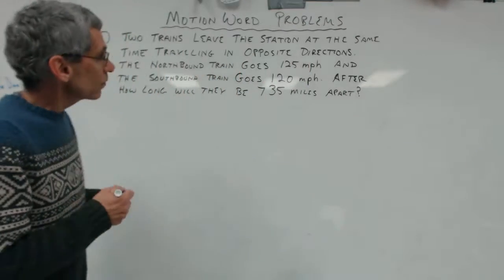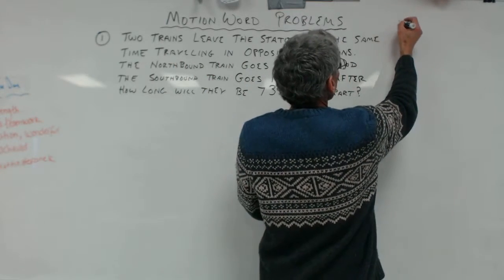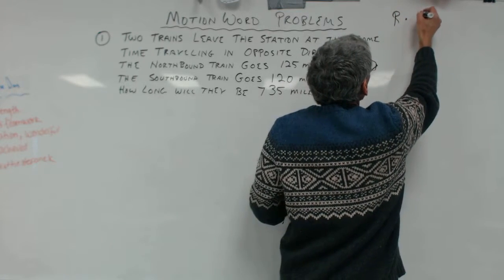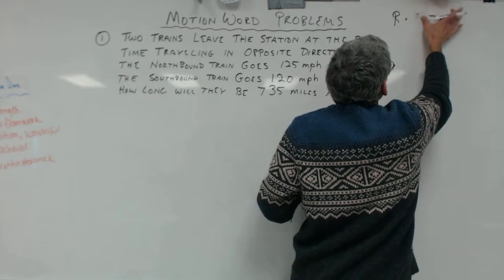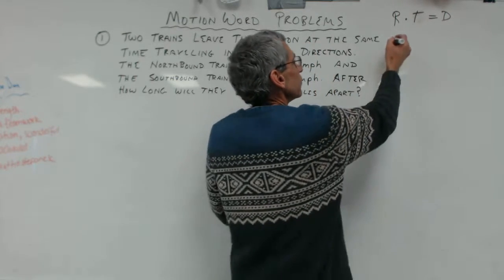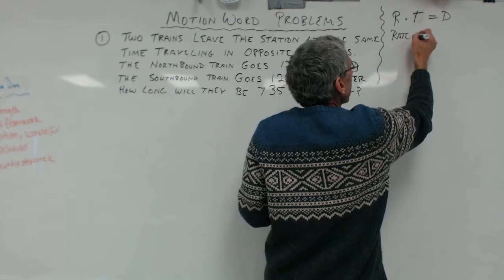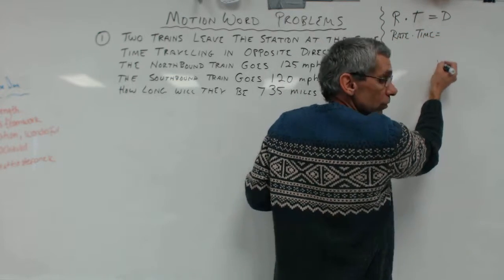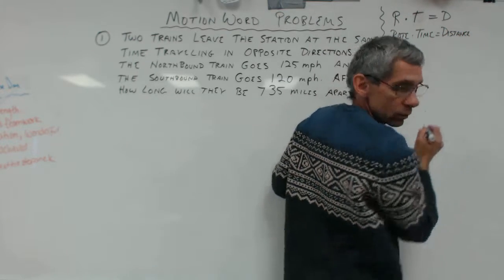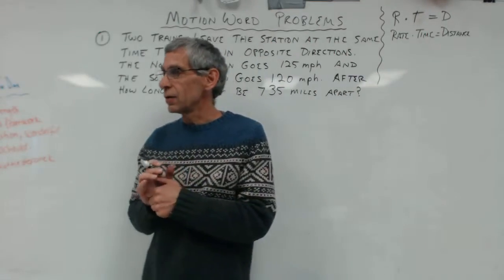So first of all, let's just talk about the formula that you're going to use. And this is the formula. It's R times T equals D. Rate times time equals distance. And R stands for rate. Okay, rate times time equals distance. That's what the R, T, and D stand for, okay?